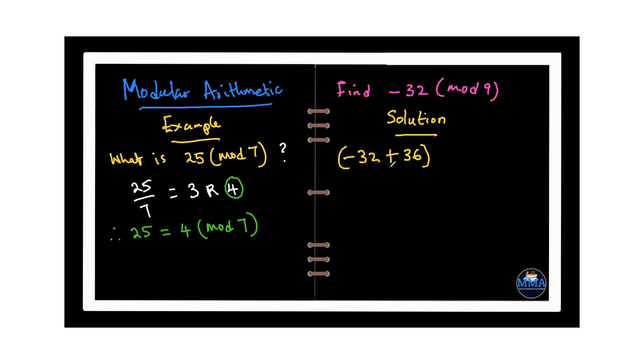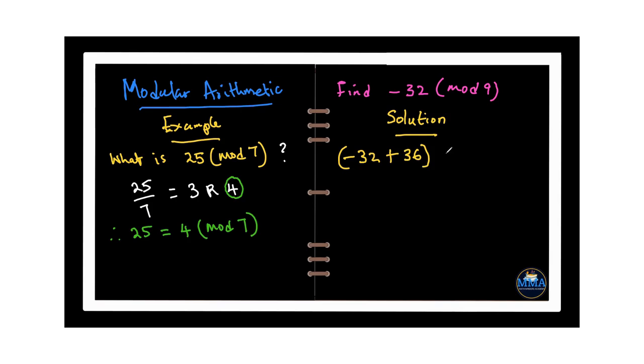Our set of remainders must be whole numbers. The residue class is actually the set of whole numbers. So we will be interested in remainders, and a remainder will definitely be a whole number. It's going to be a positive number. So now, this is like adding 0 to minus 32, because 36 in mod 9 is 0. If I use 9 to divide 36, the remainder is 0.